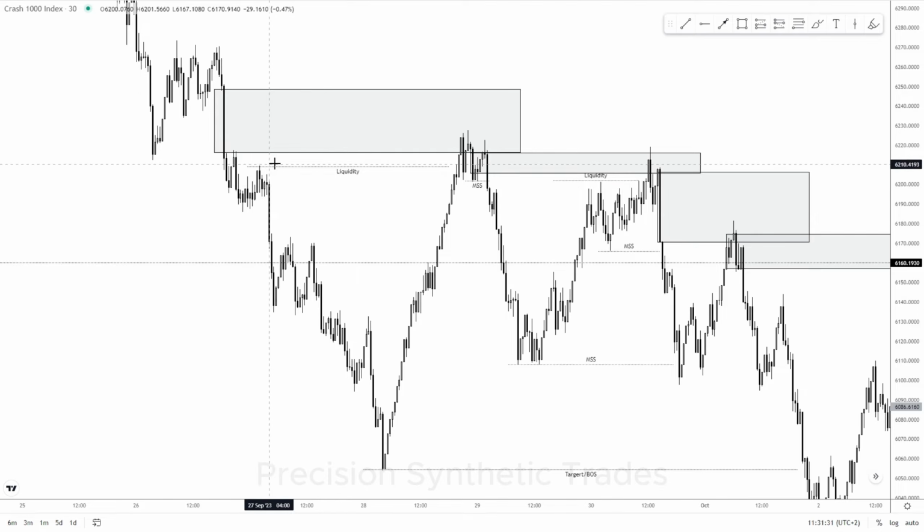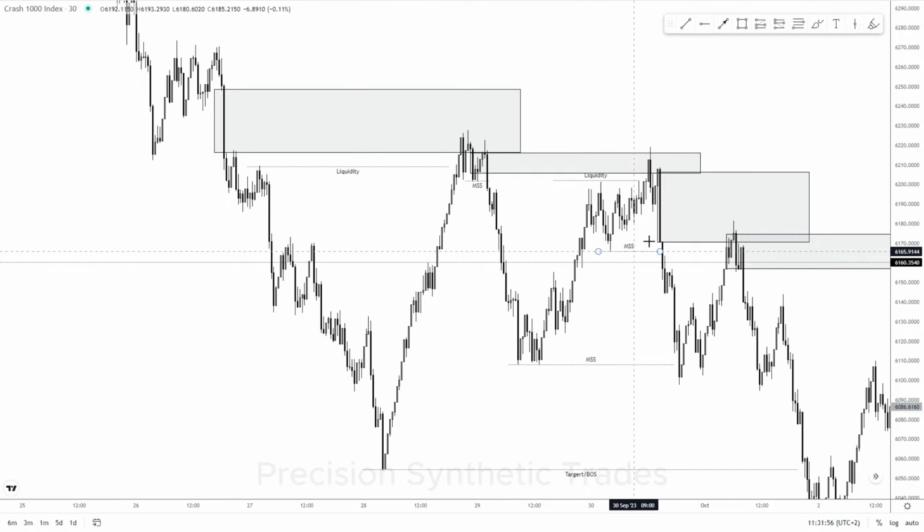Now as you can see, this is the closest liquidity to the fair value gap. We tapped into the fair value gap. We got a market structure shift, big impulse move down. Now we can draw our order block. Again, liquidity just beneath the order block. Enter the order block. Big move down again.